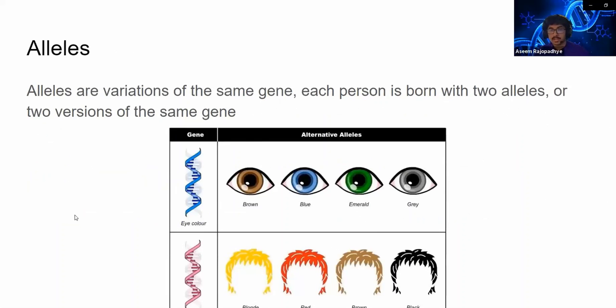Alleles are variations of the same genes. These are what cause the genetic differences in individuals. So each person is born with two alleles, or two versions of the same gene. They can be two identical alleles or two different alleles, as you can see in the example here. Eye color has several alleles: brown, blue, green, gray. There are some more, but these are the four most common ones, as well as hair color: blonde, redhead, brown haired, and black haired. And these alleles interact with each other to produce a phenotype, or a displayed trait.